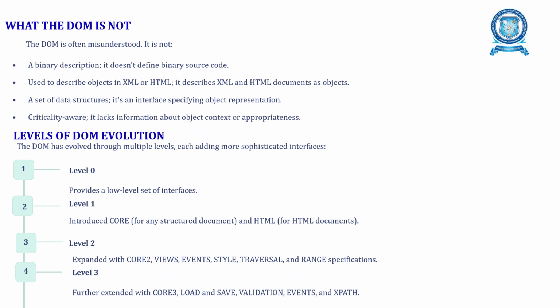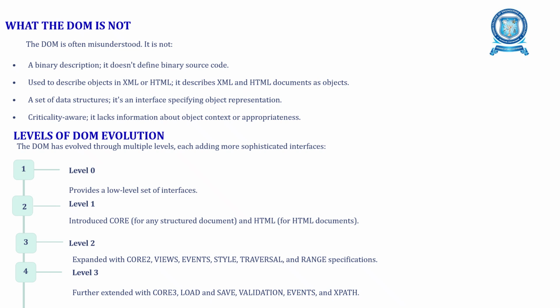The DOM is not a binary description. It does not define binary source code used to describe objects in XML or HTML. It describes XML and HTML documents as objects, a set of data structures. It's an interface specifying object representations. It is also criticality unaware: it lacks information about the object, context, or appropriateness.